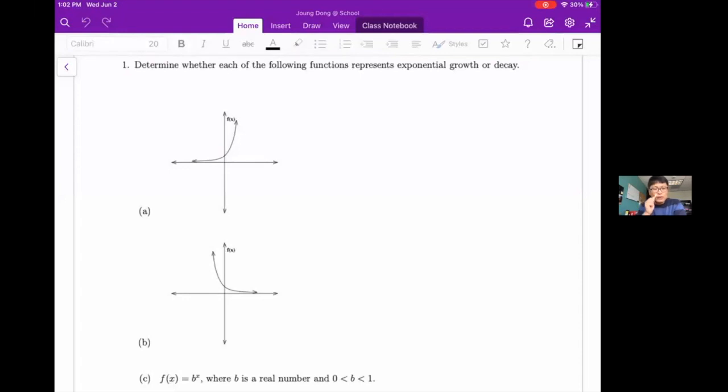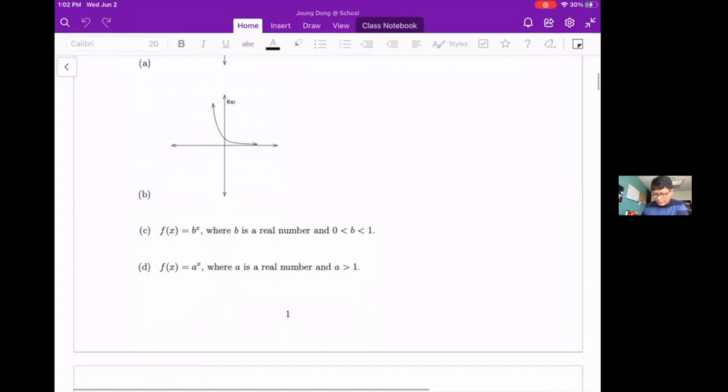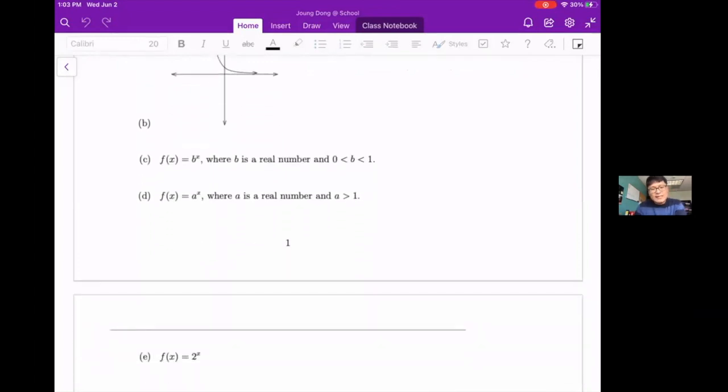To talk about A and B, basically A is exponential growth and B is exponential decay. Now when you look at C and D, you can find the definition of exponential growth and decay. Look at that. C and D have the same form, which is b to the x and a to the x. We say b and a are the base, and whenever you have x in the power position, that is an exponential function. Whenever your base is bigger than one, we say it is exponential growth.